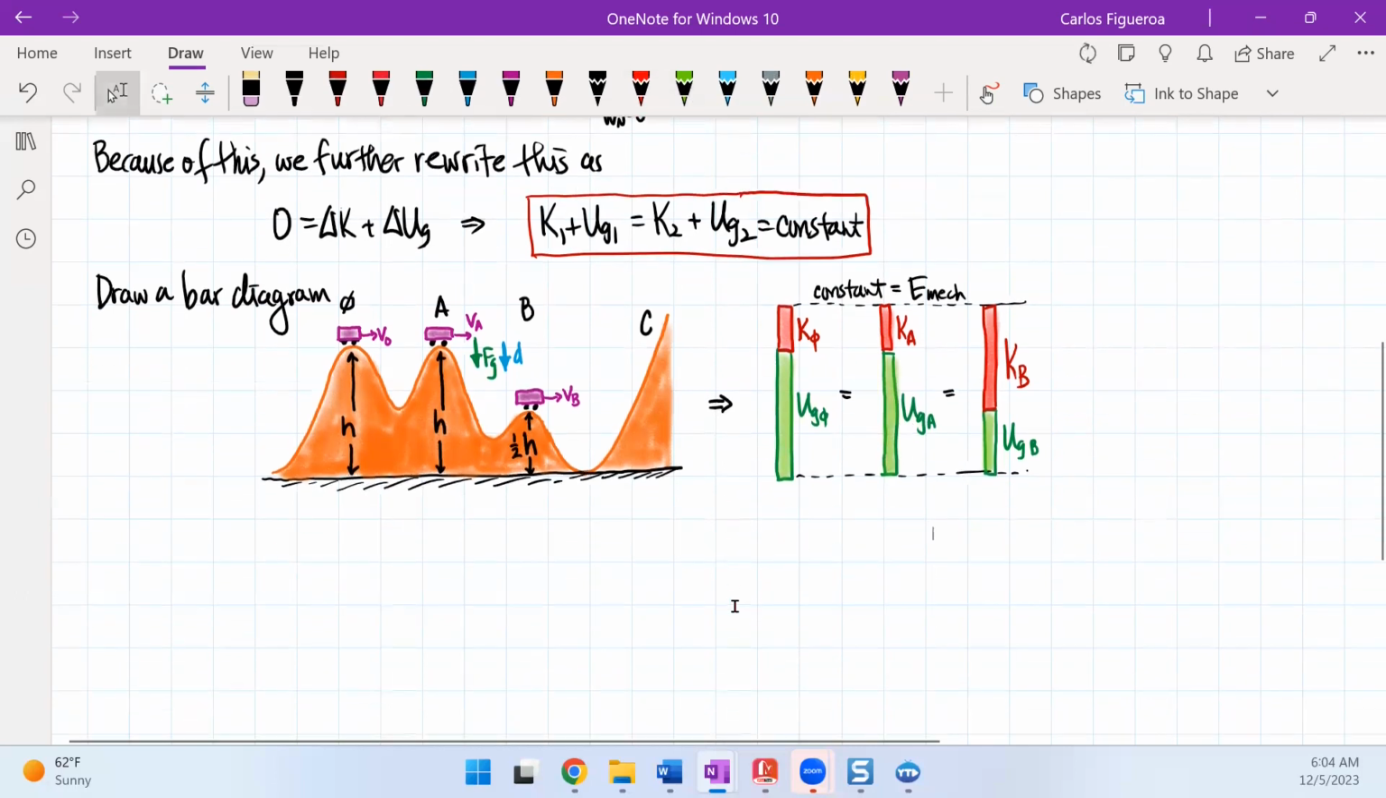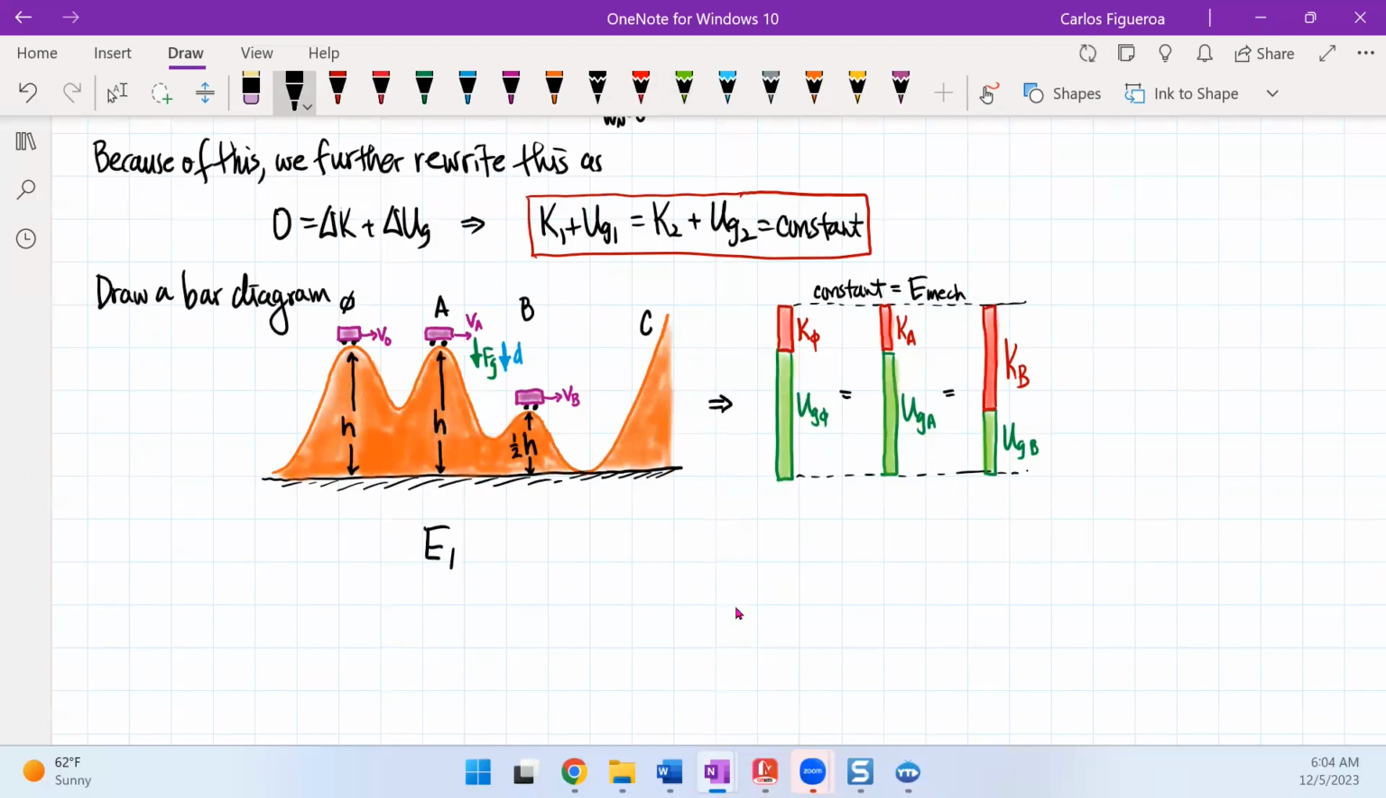So now I could say, from conservation of mechanical energy, that the energy at A has to equal the energy at B, and this has to be a constant. So then it says that the kinetic energy at A plus the gravitational potential at A has to equal the kinetic energy at B plus the gravitational potential at B.